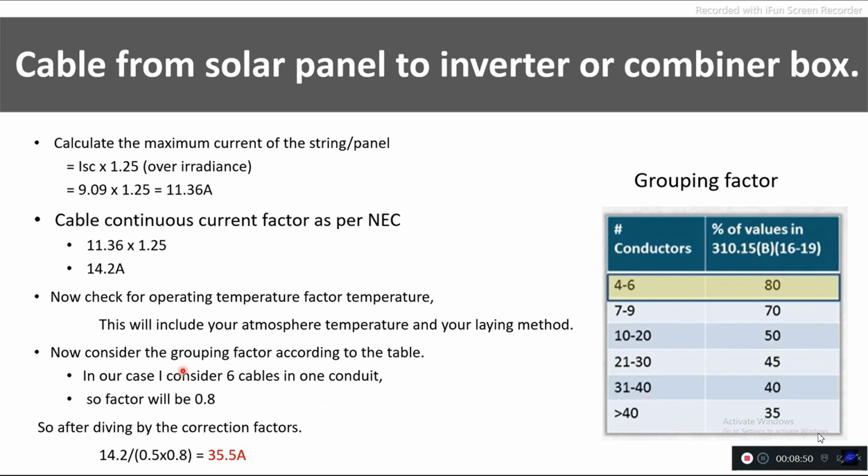You can consider it as 0.2. So now the next step is basically I divide my current by all the factors which I have considered. So first is the temperature factor, and next is the grouping factor. That gives me a current of 35.5 ampere. So basically it means that you need to have a cable which at least carries 35.5 ampere. What does that mean? Because of the external factors, the current carrying capacity of that cable will reduce, such that it can still carry your system current.